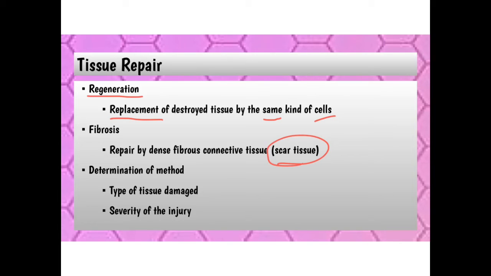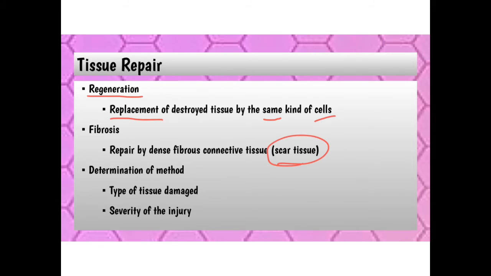So for instance, in the heart, if you have a heart attack, an area of the heart muscle has died, that heart muscle will no longer function. If it's replaced with dense connective tissue, it's not going to be able to function like normal heart tissue, cardiac muscle tissue. The determination of the method depends on the type of tissue damaged and the severity of the injury. So if it's a very large injury, then most likely more dense connective tissue. And again, depending if it's epithelial tissue, connective, nervous, or muscle, that will depend on whether or not it can be repaired.